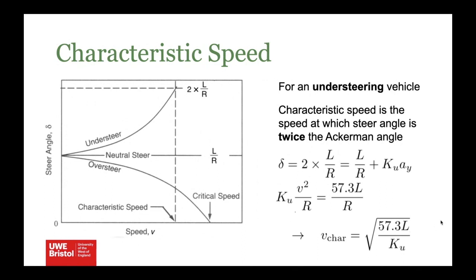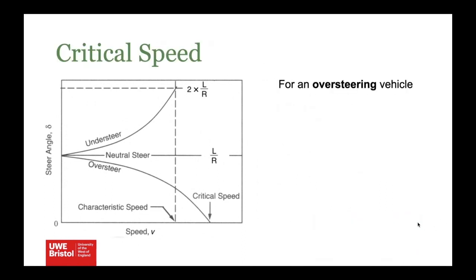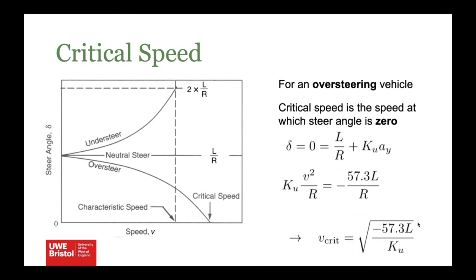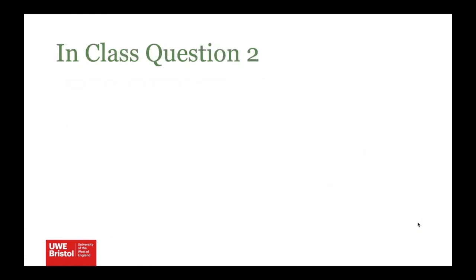Characteristic speed was 57.3 L over KU, and the critical speed is simply the same thing, but obviously you've got minus 57.3 L over KU. So that's the end of this lecture.